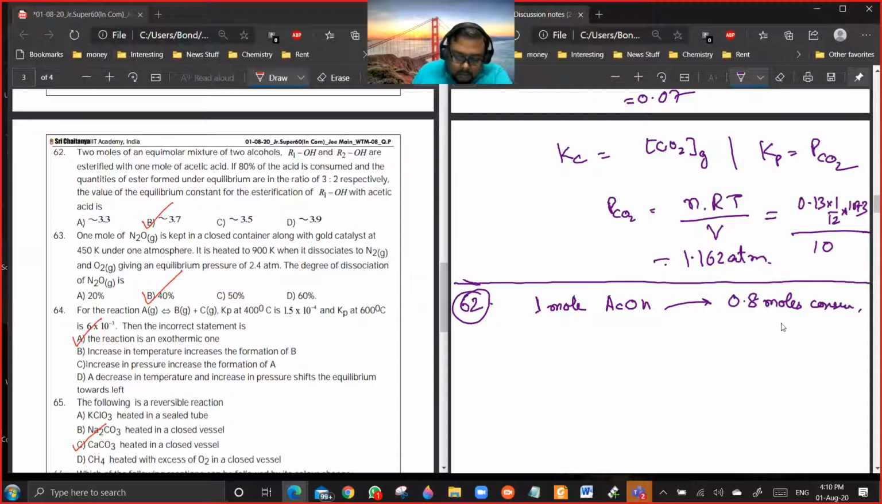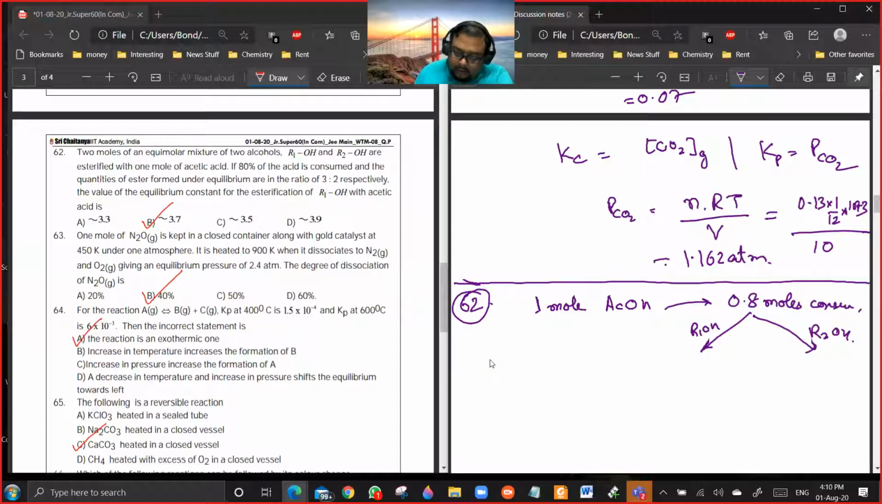Okay. Now 0.8 moles is consumed. Some is consumed with R1OH and some is consumed with R2OH.